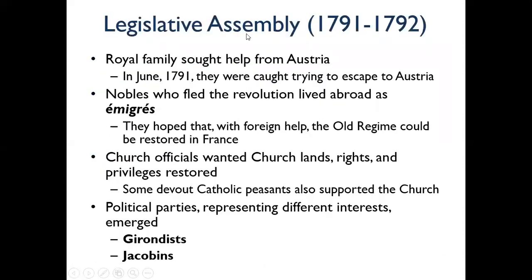Next is the Legislative Assembly, from 1791 to 1792. The royal family sought help from Austria. In June 1791, they were caught trying to escape to Austria.